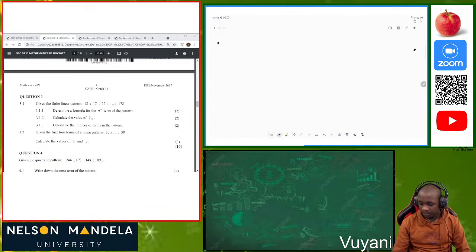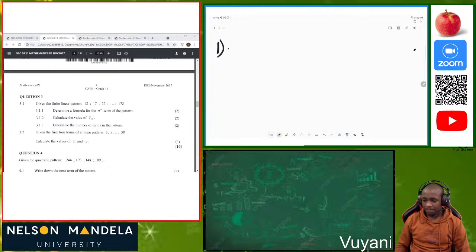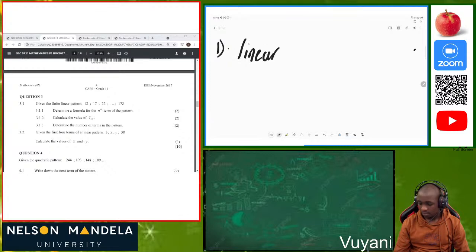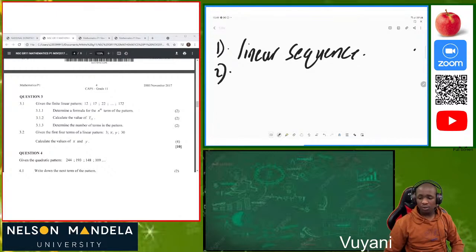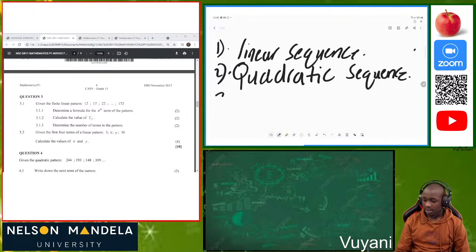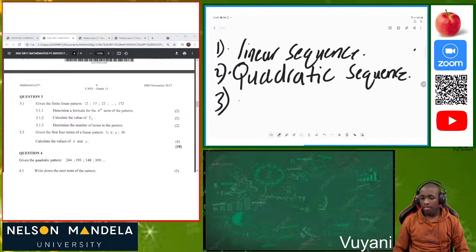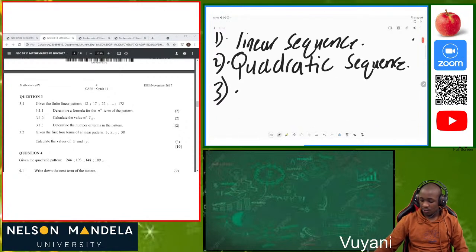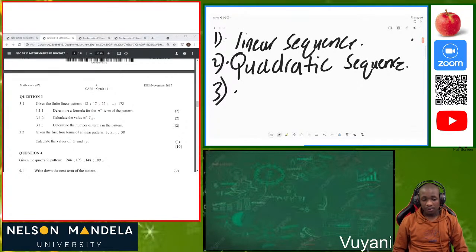So the first one, we have what we call the arithmetic sequence or the linear sequence. Number two, we have the quadratic sequence. And number three, which is the last one, is taught in grade 12.